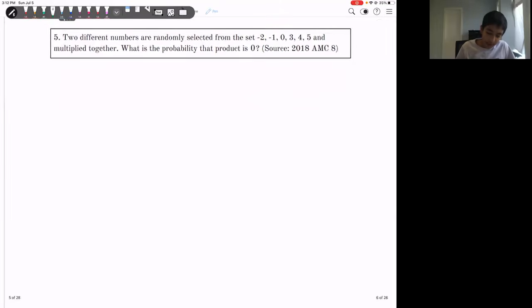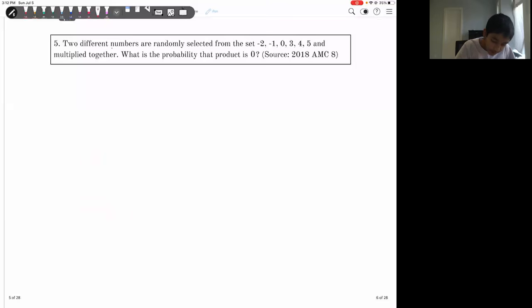Let's move on to number 5. Two different numbers are randomly selected from the set -2, -1, 0, 3, 4, and 5, and are multiplied together. What's the probability the product is 0? Okay, so we're given some numbers here, and we're asked to find the probability the product is 0. There's a special fact about the product being 0: at least one of the numbers has to be a 0. And if none of the numbers are a 0, then the product will not be 0.